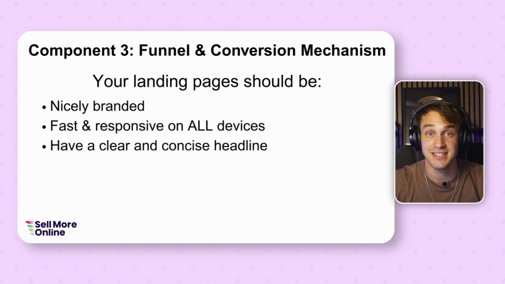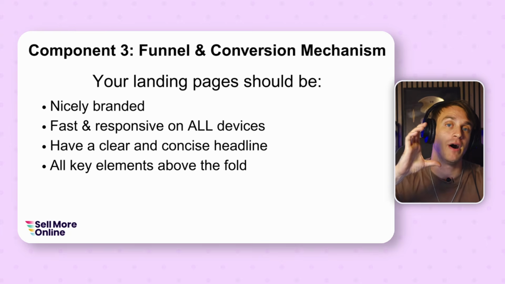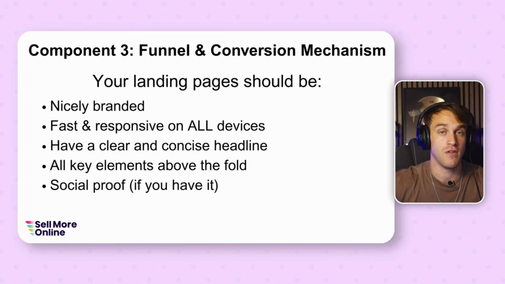Have a clear and concise headline. All key elements should be above the fold. So when you first land on the page, everything from the button up to the logo should be right there. So the headline, the subheadline if you have it, the VSL, the button, the CTA, that should all be above the fold right when you land. You shouldn't have to scroll to see that stuff. So social proof should be all on the page if you have it.